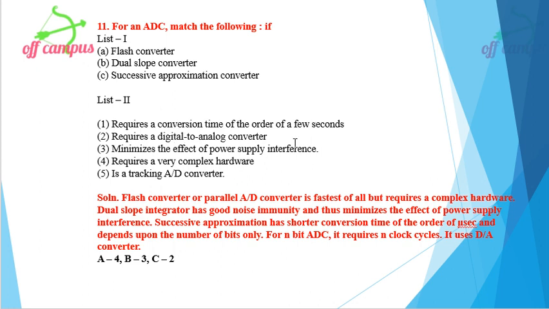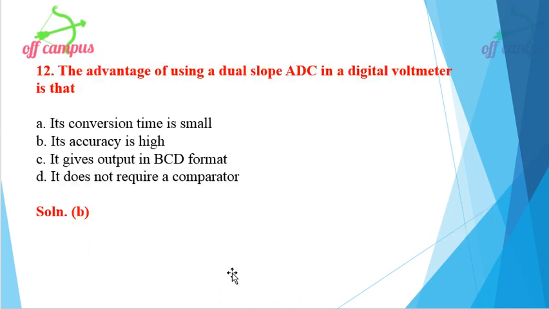So we will match again. Flash converter requires a very complex hardware, A with 4. Then dual slope converter minimizes the effect of power supply interference, B with C, whereas successive approximation converter requires a digital to analog converter, C to true. Okay, then move on to the next one.